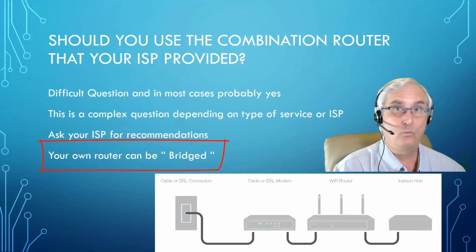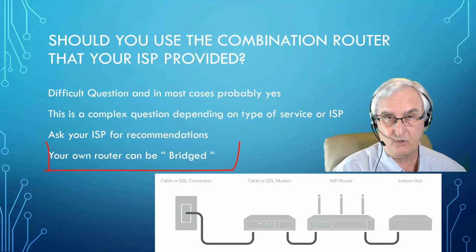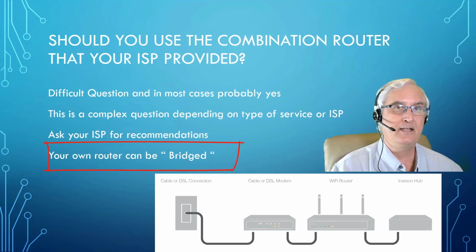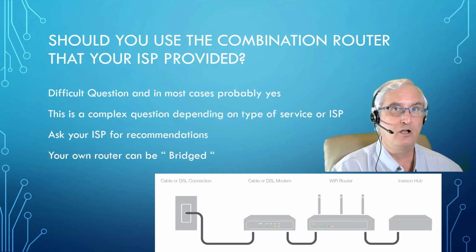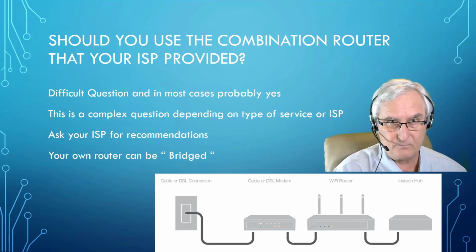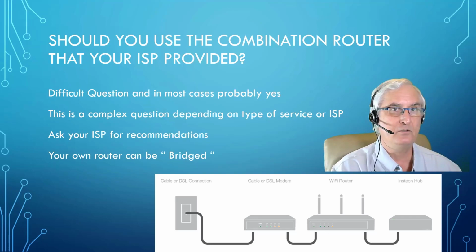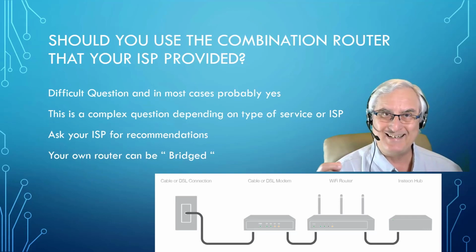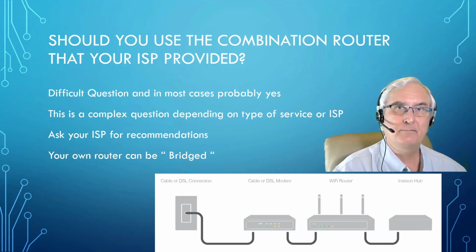Now, the second thing that's important to know is that if you do have a router and you think it's one that you want to use, it's your own and you like it, then you can bridge it to the existing combination modem router. Even though the ISP has given you a combination modem router, you can still use your own. Now, you can't just connect it. It needs to be bridged.